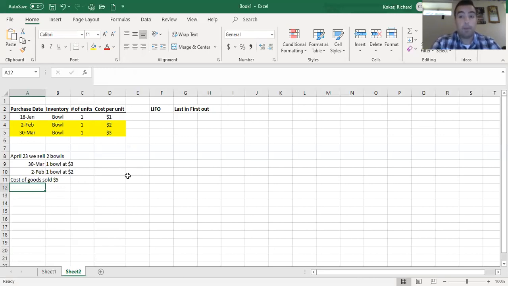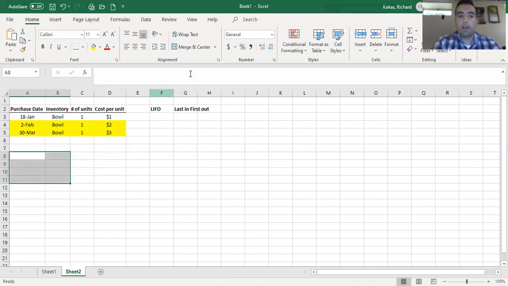So notice, just keep in your head, with FIFO, the cost of goods sold was $3 total. Depending on the method you use and depending on what's going on, inflation, deflation, just random up and down of prices, cost of goods sold is going to be different under each method, which means the value of your ending inventory is also going to be different under each method. All right? So that knocks out LIFO.